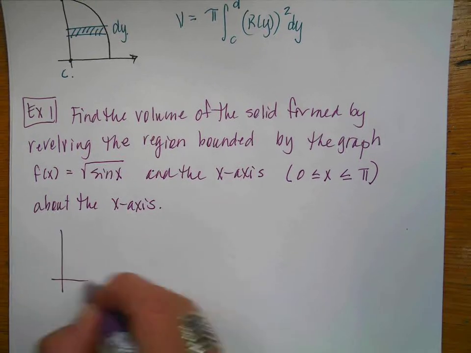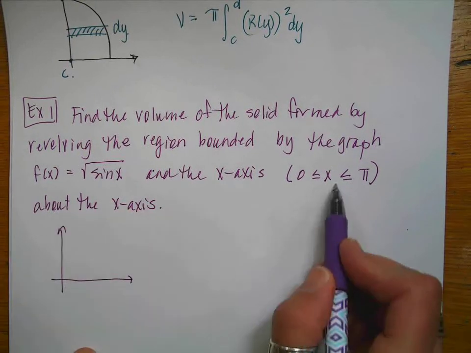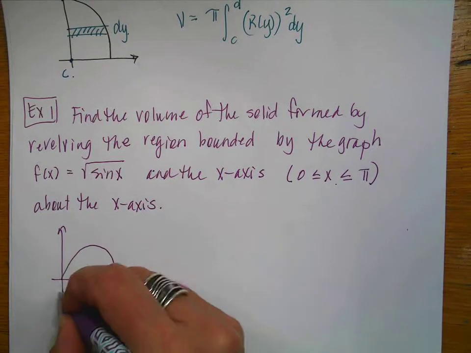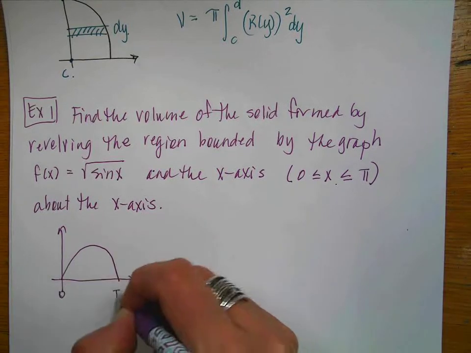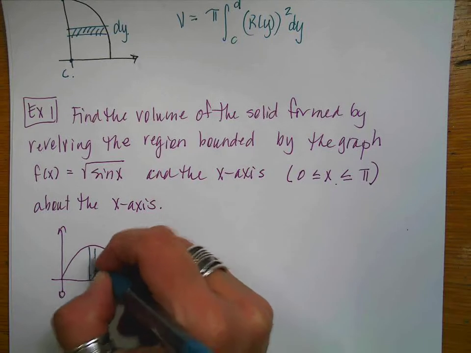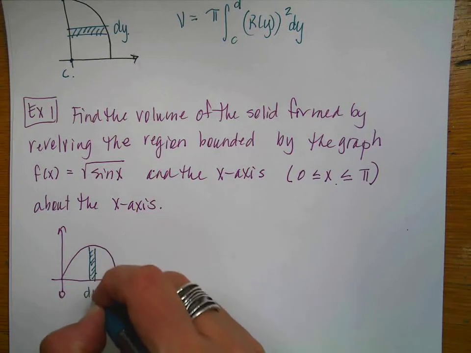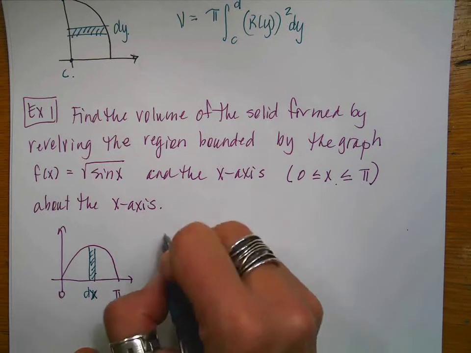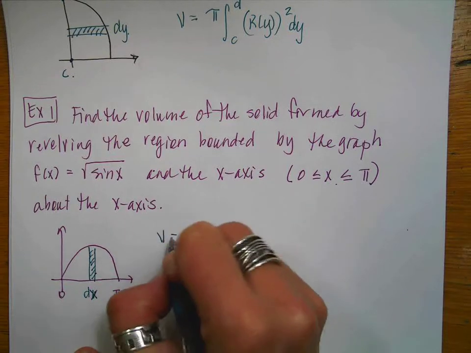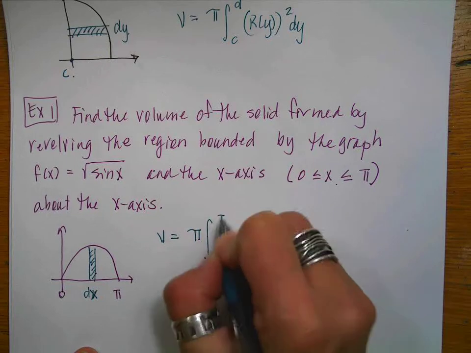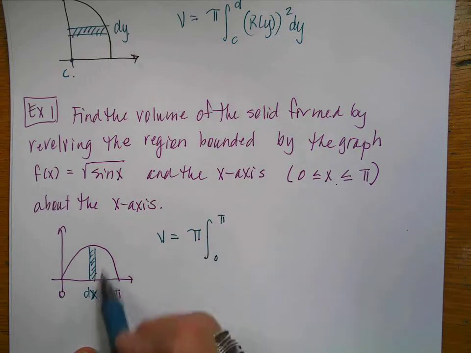Alrighty, so I'm going to sketch my graph, and I'm only going from 0 to pi, so that means the sine curve is going to look like this. So this is 0 and this is pi. I'm going to have a vertical representative rectangle, so this is my dx, okay? So when I set up my volume equation, my volume is going to equal pi, and I'm going to go from 0 to pi, okay?